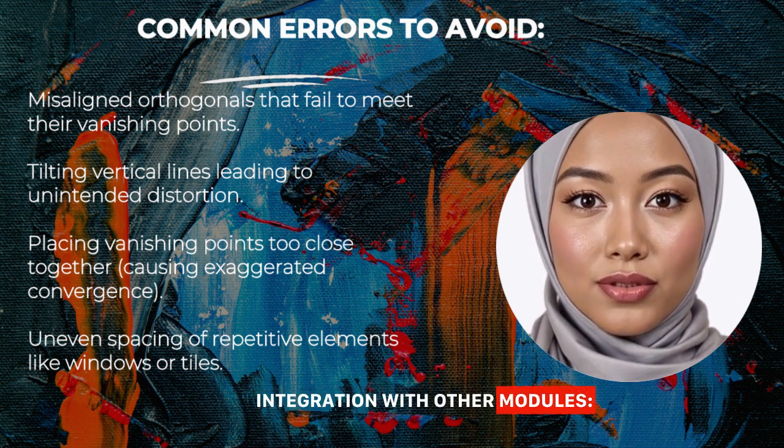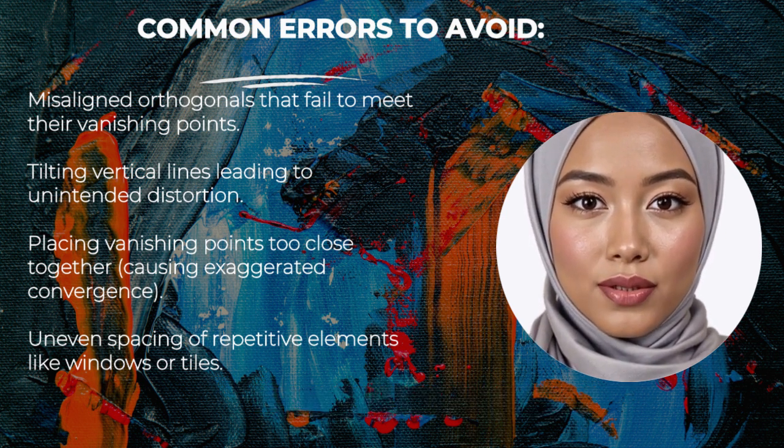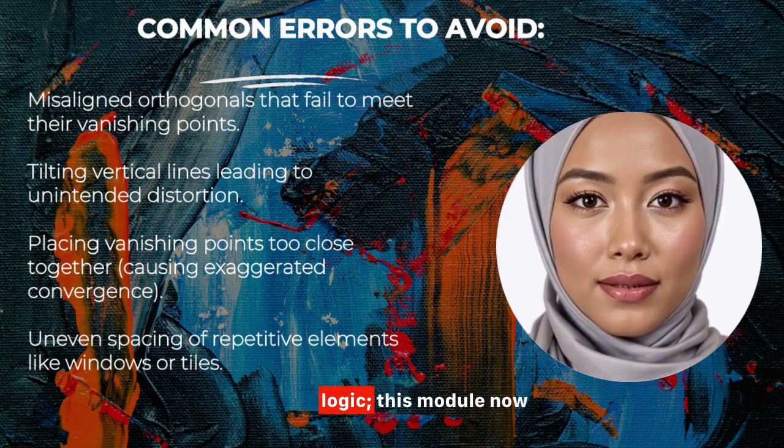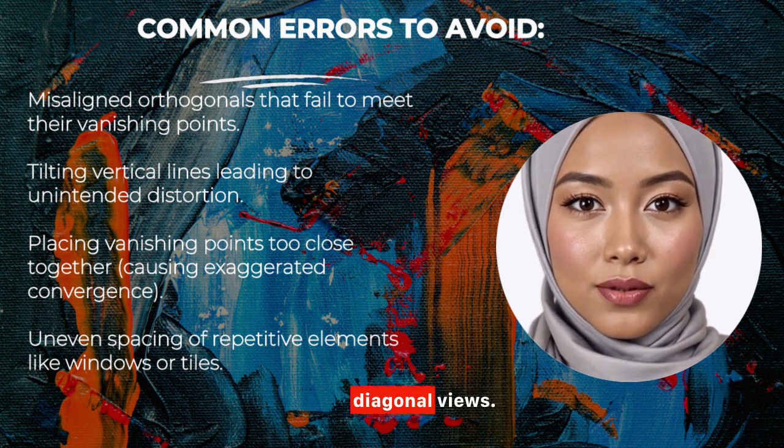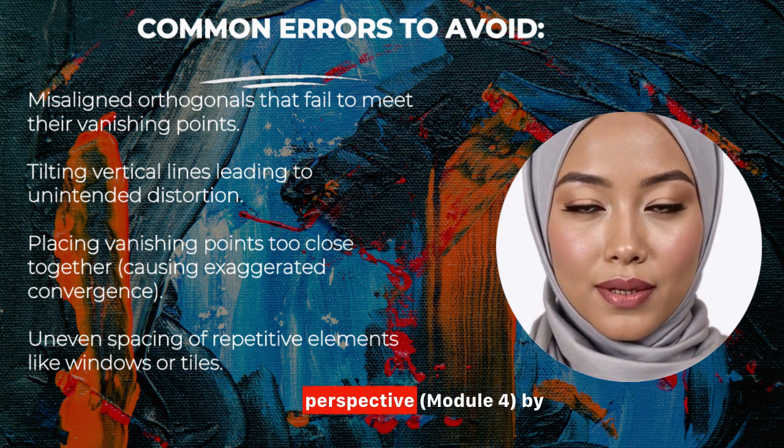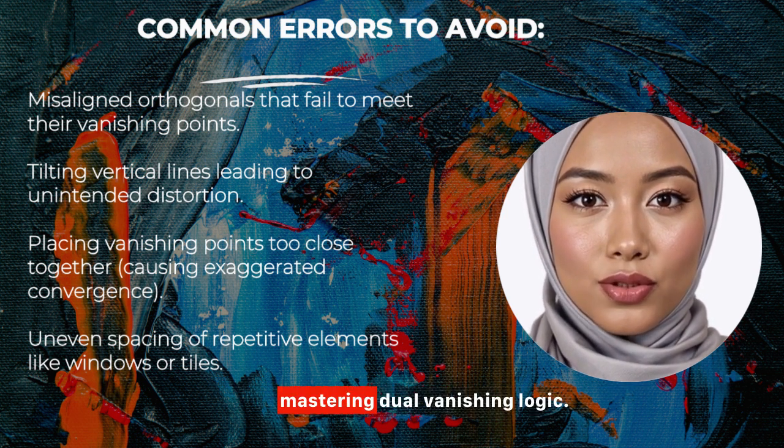Integration with other modules. Modules 1 and 2 covered eye level and one-point logic. This module now allows for oblique and diagonal views. It prepares you for three-point perspective, Module 4, by mastering dual vanishing logic.